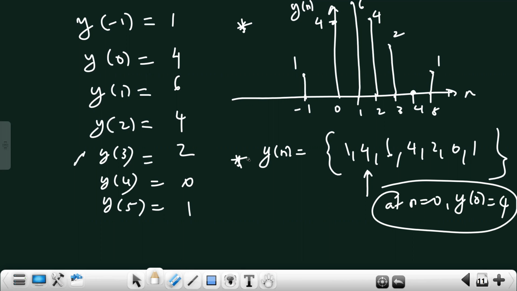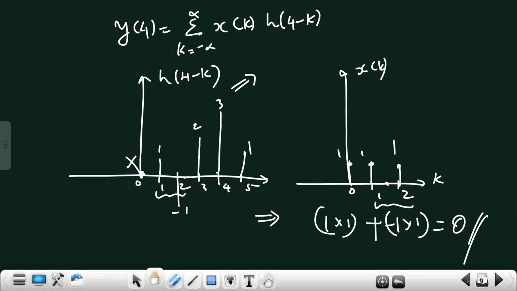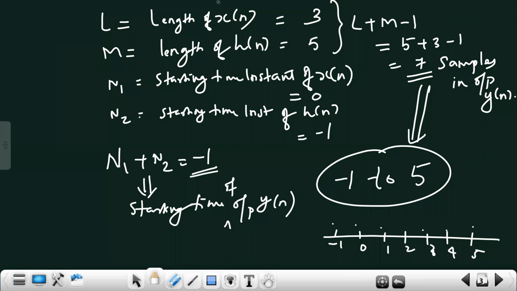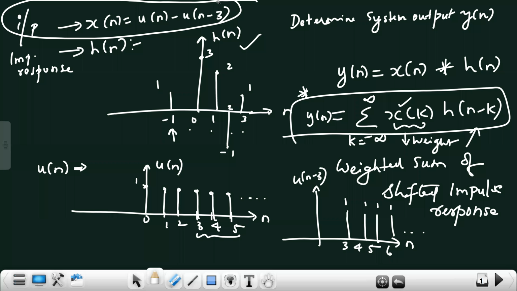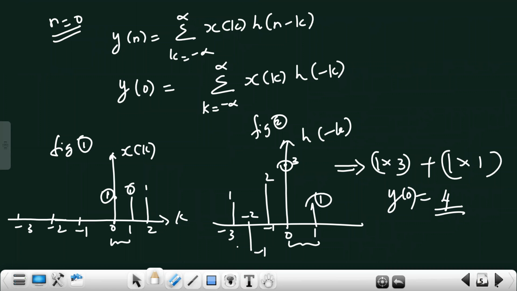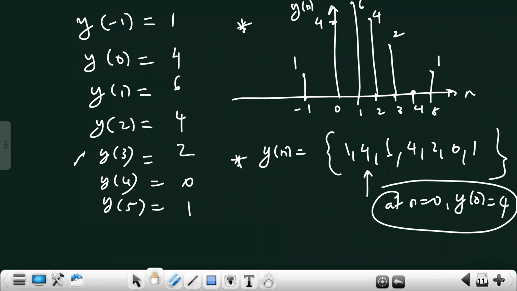But the thing is that when you observe the question, the given signal is in the form of an equation, right? Input signal x of n is given in the form of an equation. Take the first page of this particular problem. The input is in the form of an equation. So with regard to that, you need to represent the obtained output in the form of an equation.